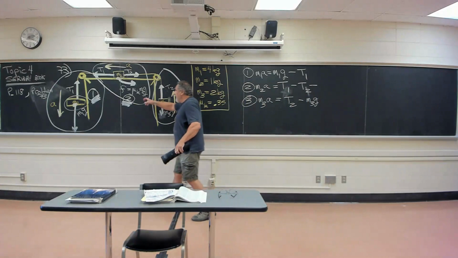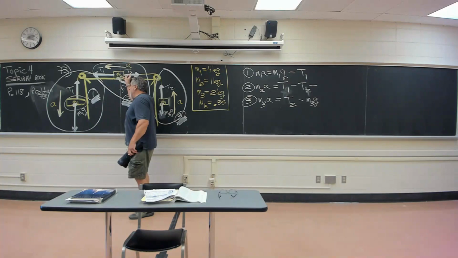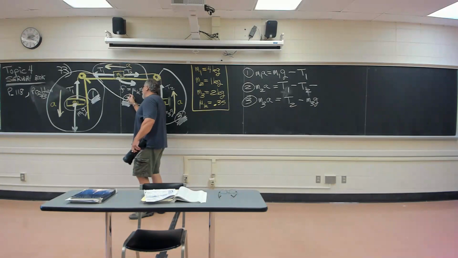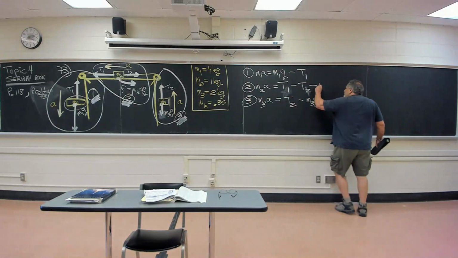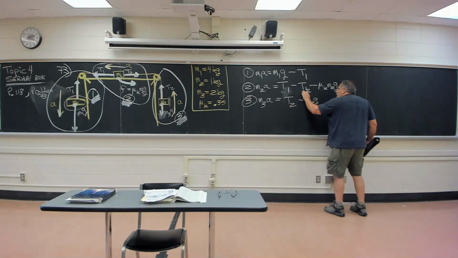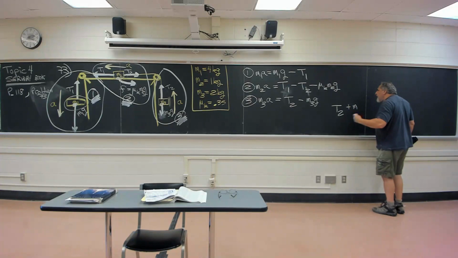T1 is stronger than T2, yeah? T1 is being fought by T2, and it's being fought by the force of friction, mu sub k M2g. T2 and mu sub k M2g, you could add them together and then subtract them. It means the same thing. You could go T2. T2 is trying to pull to the right.